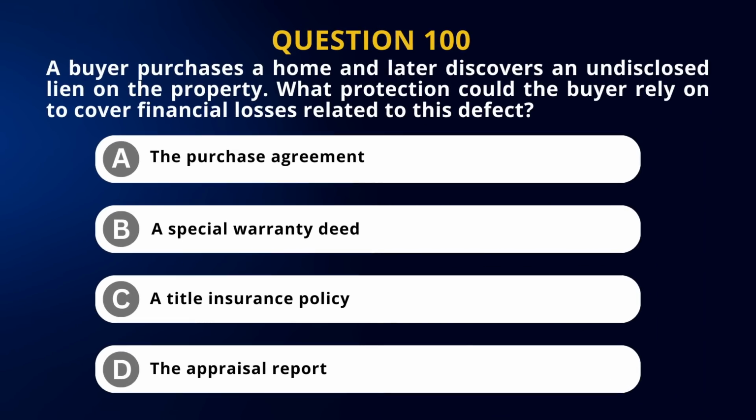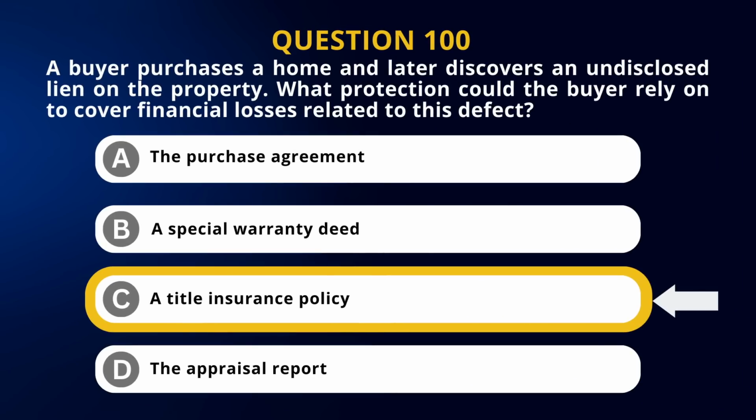Question number 100. A buyer purchases a home and later discovers an undisclosed lien on the property. What protection could the buyer rely on to cover financial losses related to this defect? Letter A, the purchase agreement. Letter B, a special warranty deed. Letter C, a title insurance policy. Letter D, the appraisal report. And the answer is letter C, a title insurance policy.